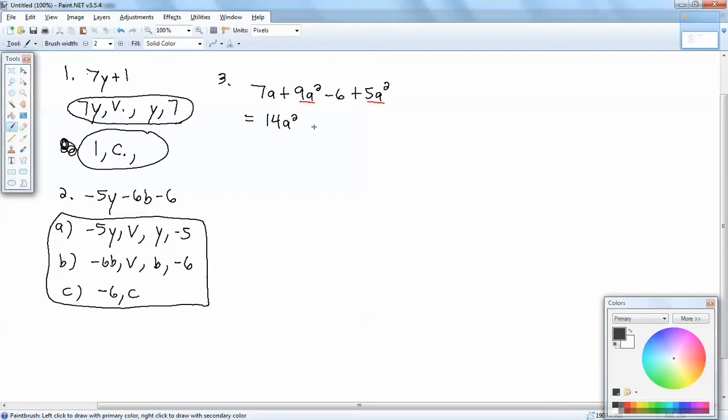Now my next one is the a, so I'll put plus 7a and minus 6. The only thing we could combine together was the a squareds, and I put it in standard form. Standard form means you go from largest power down to smallest. A squared, a, no a. And that's our answer.